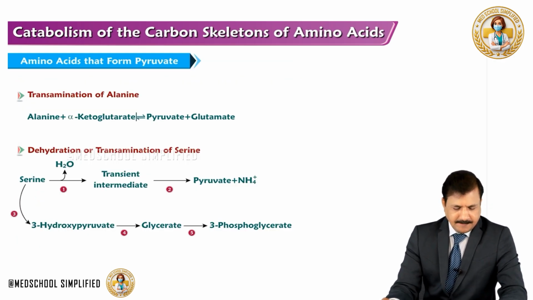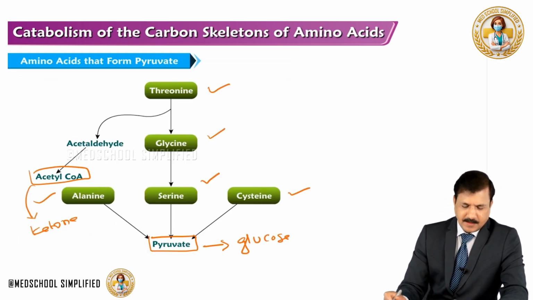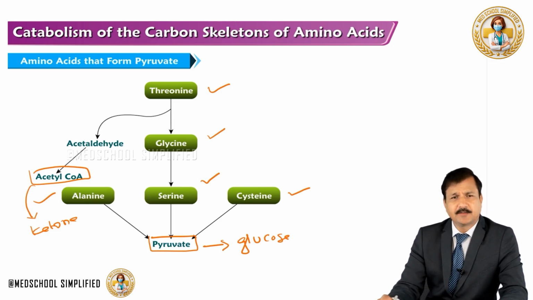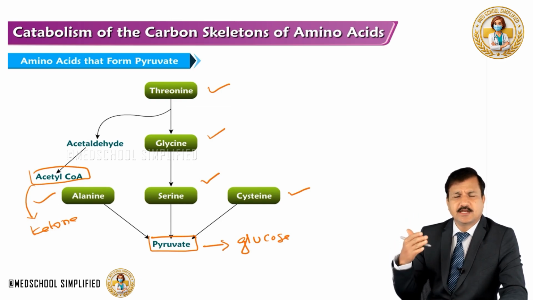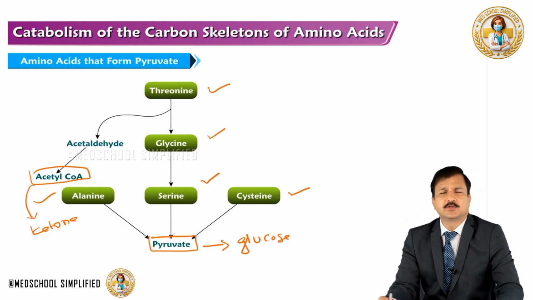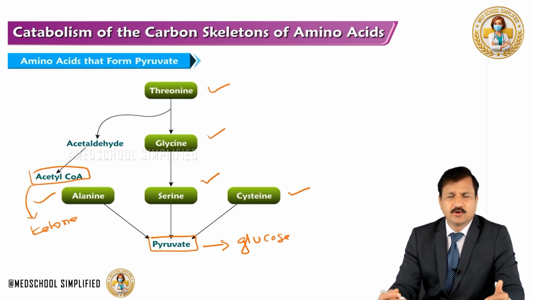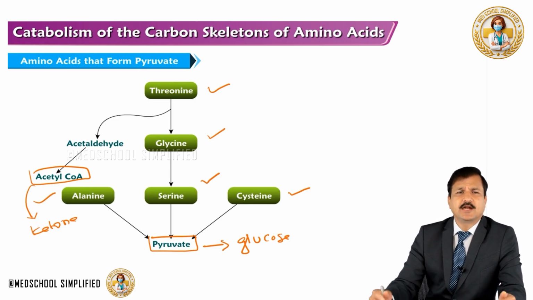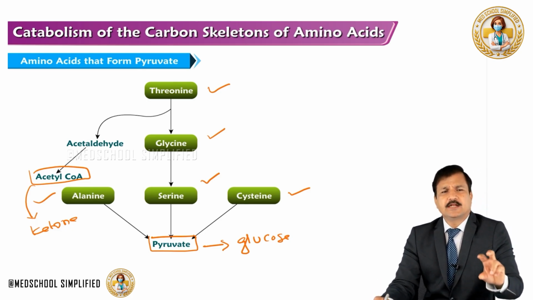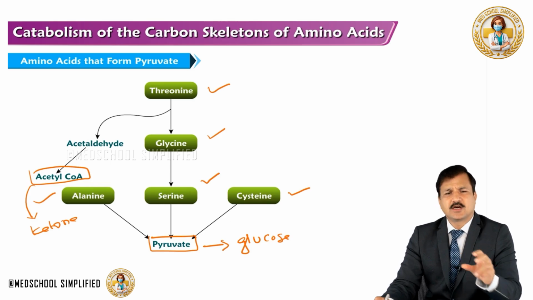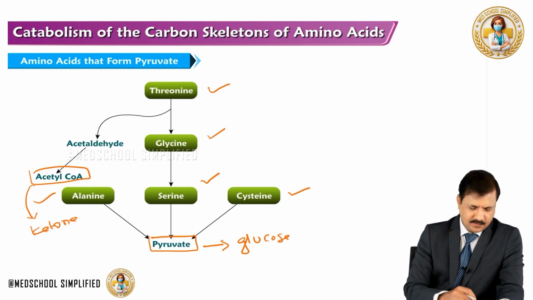Now, going by that, as you have seen, alanine, cysteine, threonine, glycine and serine are making pyruvate. Let's look into a little more detail. I'll be going over the high yield points just to make sure that you know a little more detail about how all these amino acids are going into pyruvate.